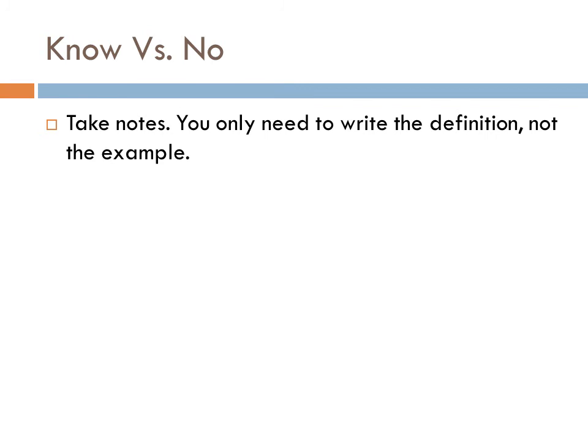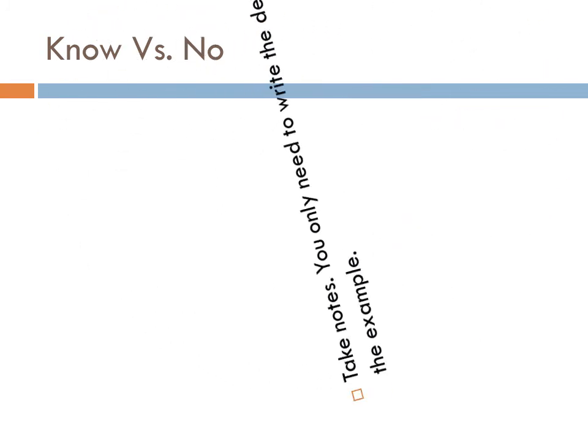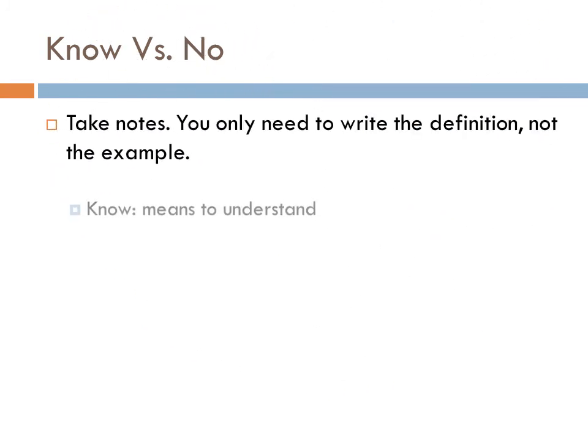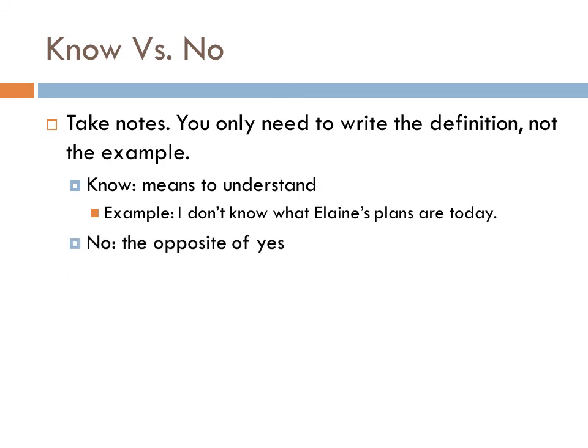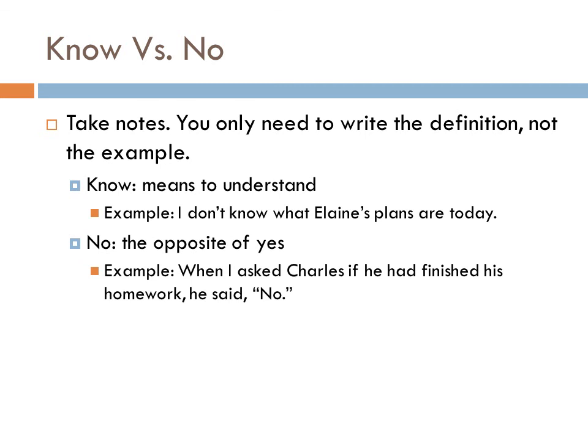Know versus no. Know, with a K, means to understand. For example, I don't know what Elaine's plans are today. No, with an N, is the opposite of yes. For example, when I asked Charles if he had finished his homework, he said, no.